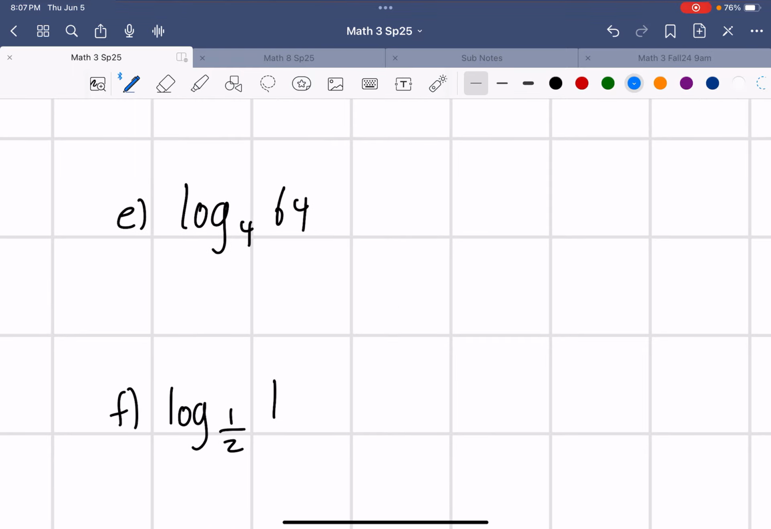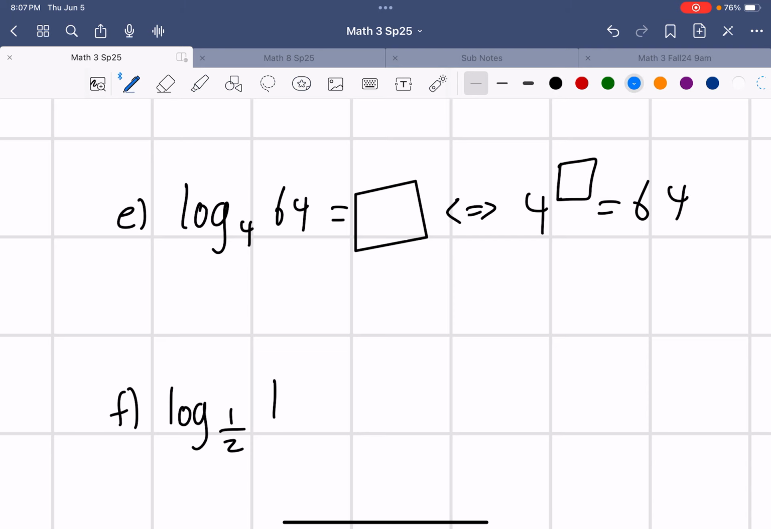Let's keep going. Same thing. What is it equal to? I can rewrite into exponential form. Luckily, we just did one, where this could be 3, which makes 64. Once again, here's another one where what power do I need to make my base 1? We know that is 0.